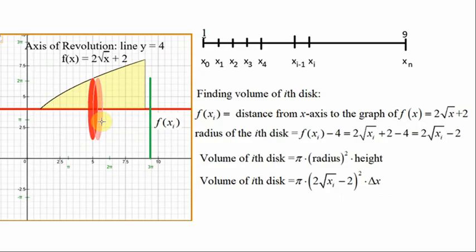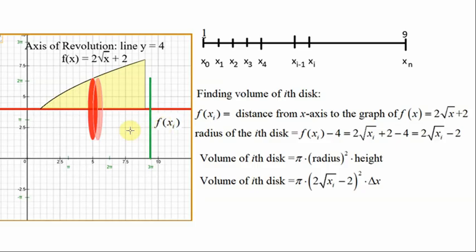Let's call the thickness of each slice delta x. Once again, this is the ith slice, and it comes from this sub-interval right here. Right here, this would be x of i minus 1, and right here, this would be x of i. And f of x of i, so x of i is about right here, and so f of x of i would be the distance from the x-axis up to the graph.